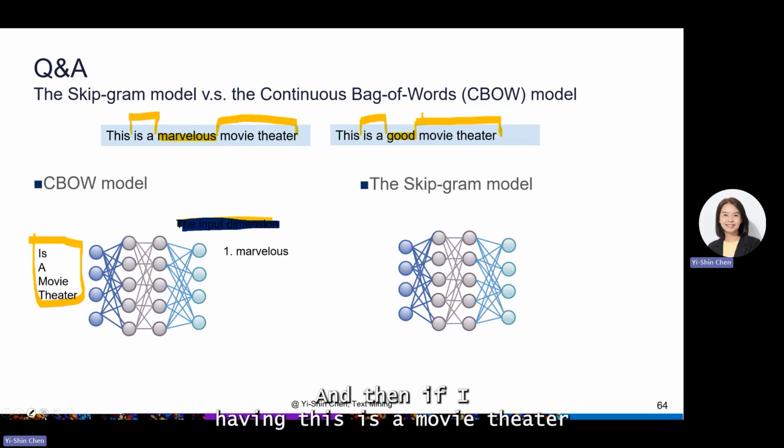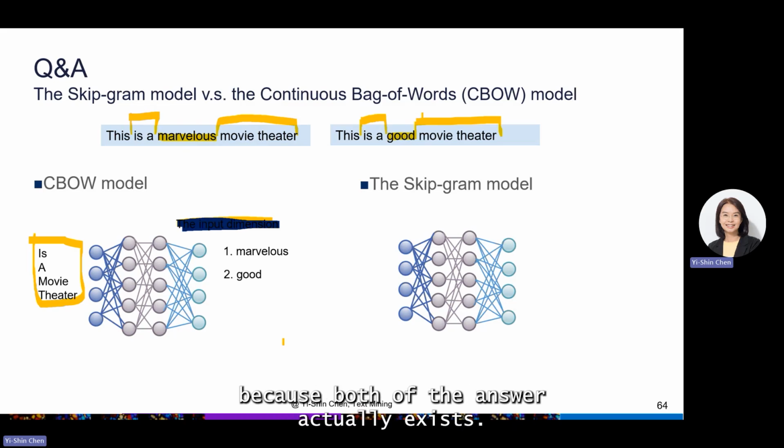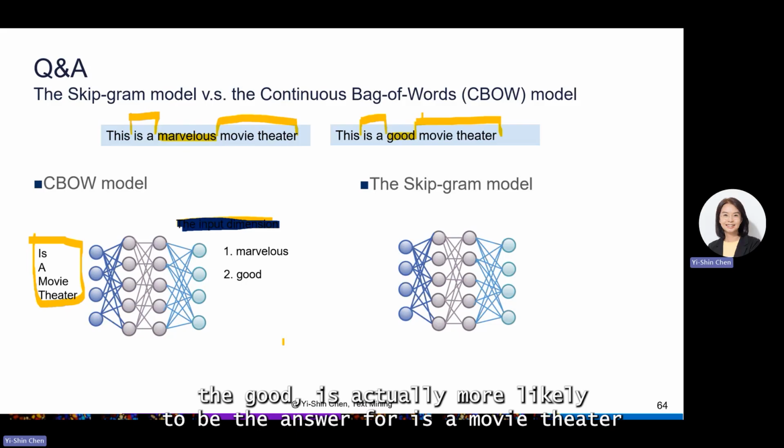If I have this "is a movie theater," the continuous bag of words model probably was thinking, is it marvelous or is it good? Because both answers actually exist. So it will be very likely in the end that they think good is more likely to be the answer for "is a movie theater."